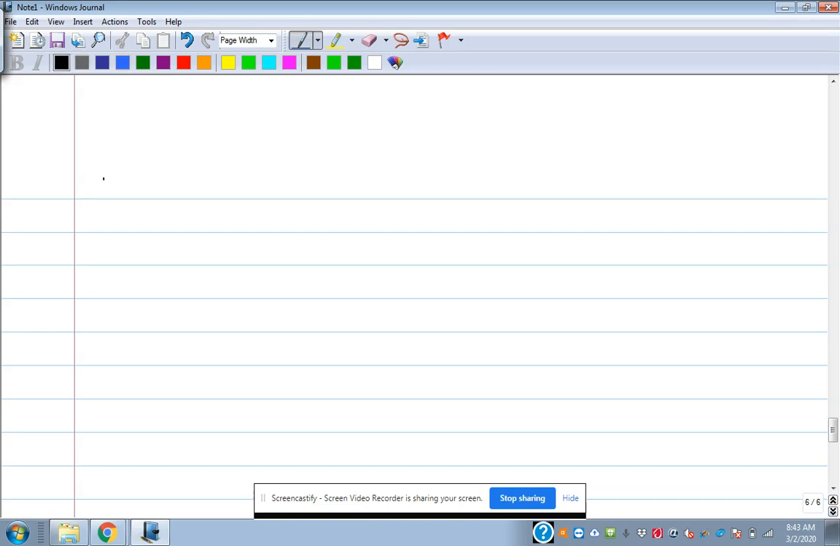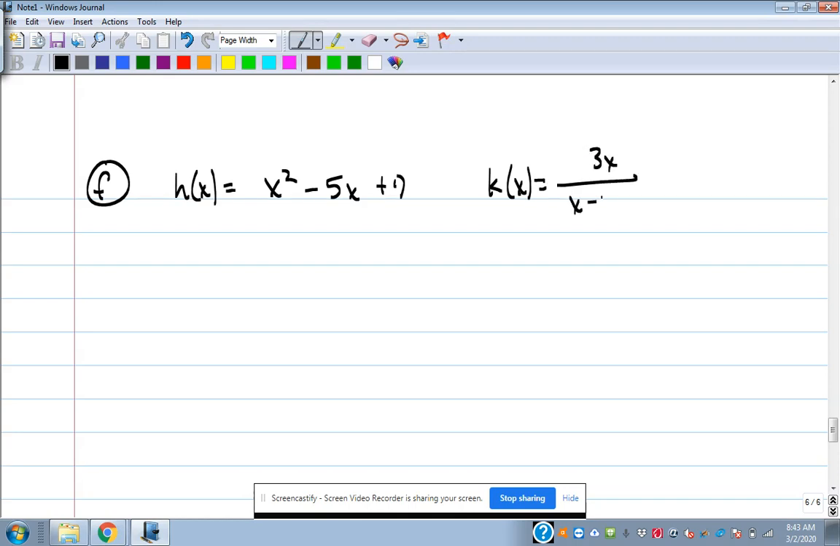Let's take the same two functions, for example, and flip it around. h of x is equal to x squared minus 5x plus 7. And then k of x is equal to 3x over x minus 2. And we're going to find k composed with h of x and the domain. We're going to turn it around here. This makes it a different problem and a different set of circumstances. So we're going to find the domain of k of x, and then the domain of h of x.